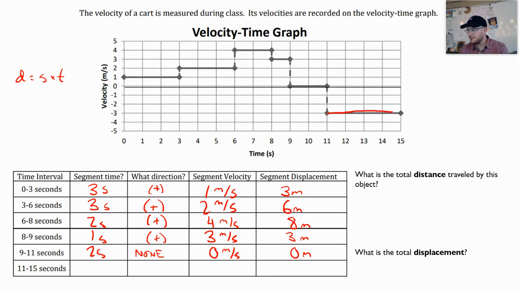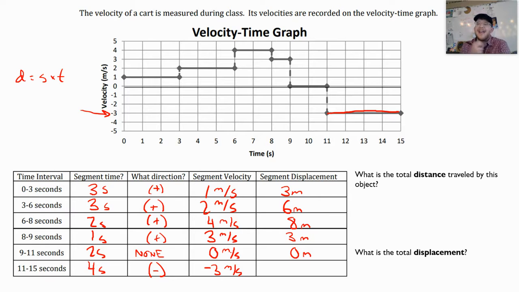This is interesting. So between 11 and 15 seconds, 4 seconds have gone by. This time we're below the x-axis, and it corresponds to this. I'm in the negatives now. What does that mean? Anytime you have a negative velocity, you're going backwards. You're going back to where you started. So this time my direction is negative. Negative what? Negative 3 meters per second, according to this graph.